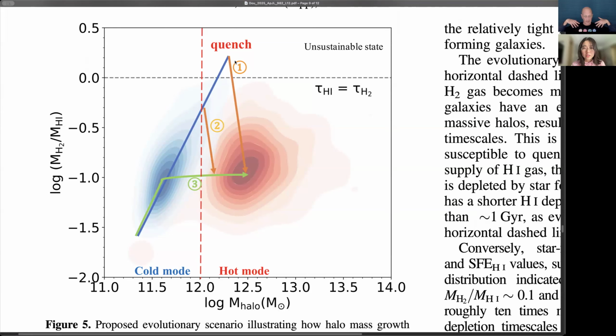And this state is very unsustainable, because at this time the H2 gas is larger than the H1 gas, and also the star formation efficiency is very high. So the fuel of the galaxy will quickly deplete in time. So it's very dangerous, and it is more easily quenched in this status.